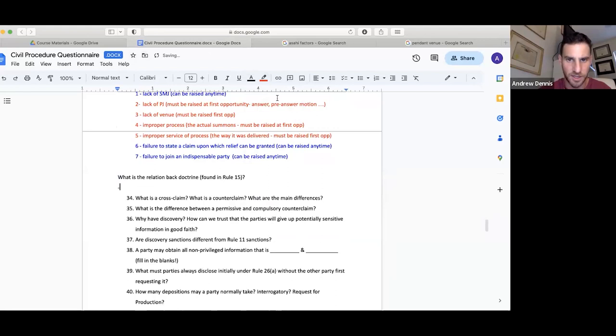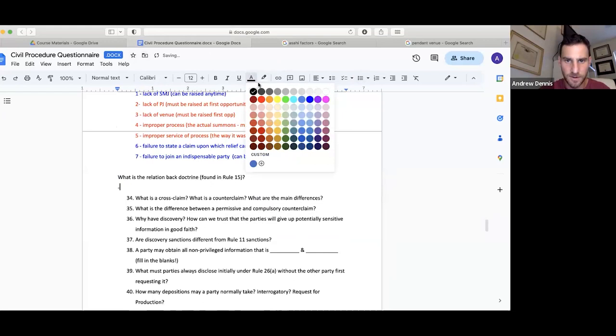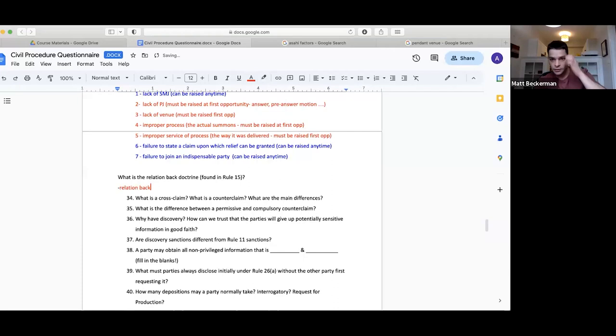What's the relation back doctrine? How would you define that for us? Relation back. This is also a rule worth going through later on your own reading. Rule 15. Let's say you're suing this person because they hit you. You can also add claims that they defamed you, or that they breached your contract, or that they didn't mow your lawn, even though they said they would. And that is raising independent claims.